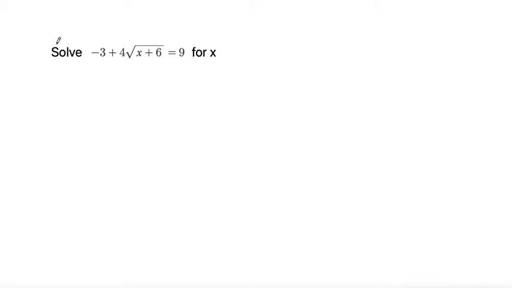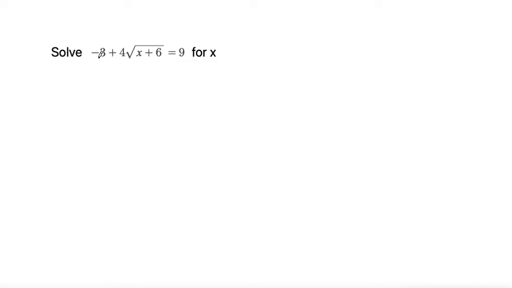So this problem says to solve negative 3 plus 4 square root of x plus 6 is equal to 9 for x. So it might be tempting to look at this negative 3 and the plus 4 and go ahead and combine those two. However, the 4 is right next to the square root, which means that that's multiplied. And you have to do multiplication before you can do addition. So we can't do that first.